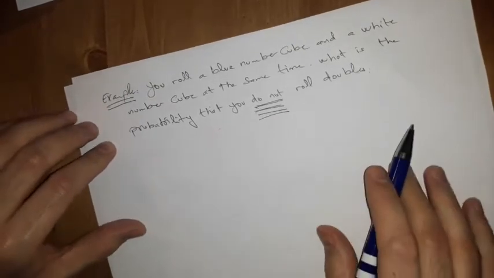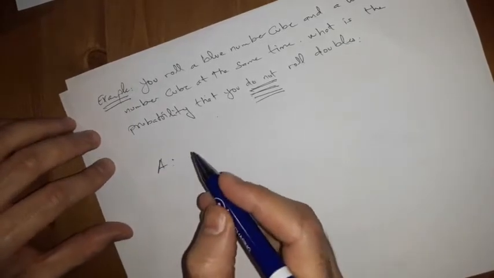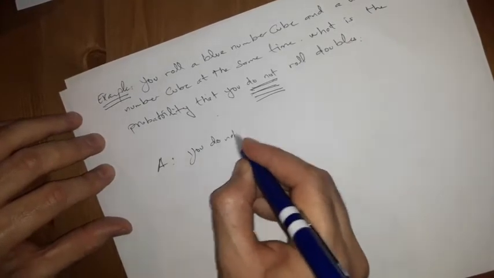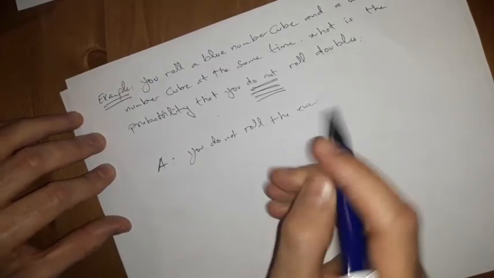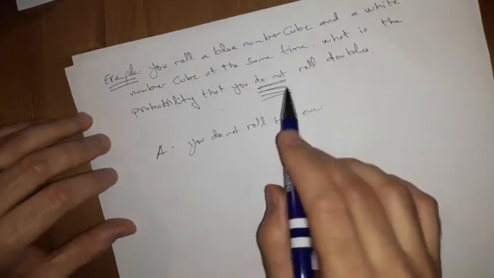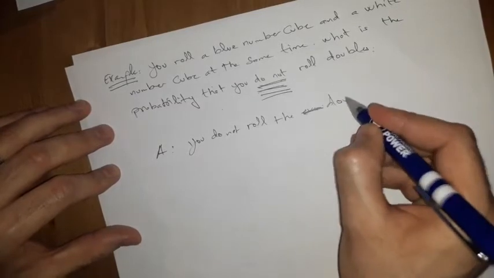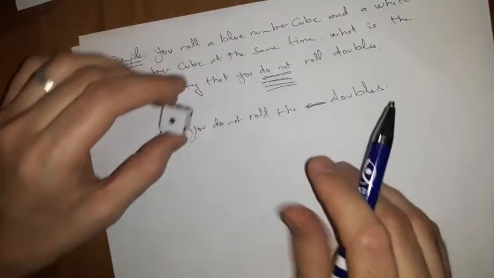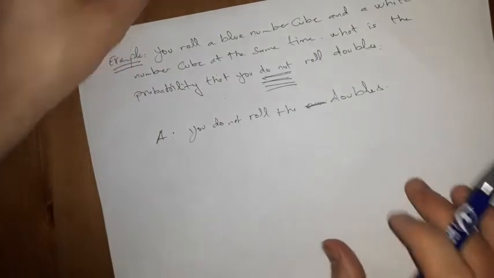roll a double? So let's define the event, let's say A, as that you do not roll doubles. I'm sorry, I was not talking about even numbers right here. You do not roll doubles. What does doubles mean? It's 1 and 1, or 2 and 2, or 3 and 3, or 4 and 4, or 6 and 6, the blue and the white together.